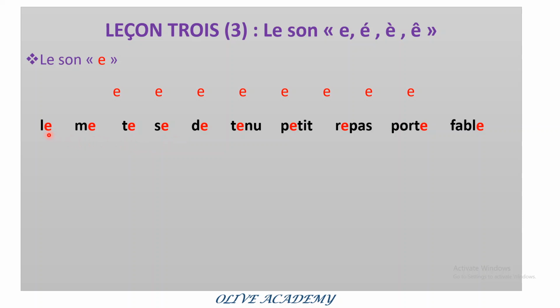E sounds at the end, but the rest of them, when E is at the end, it doesn't sound. So you have le, me, but you have porte, fable. So when E is at the end of a word, it doesn't sound, apart from the few two-letter words.